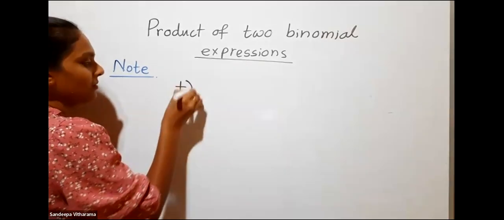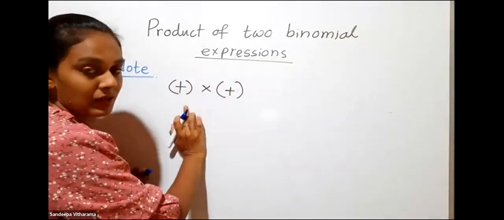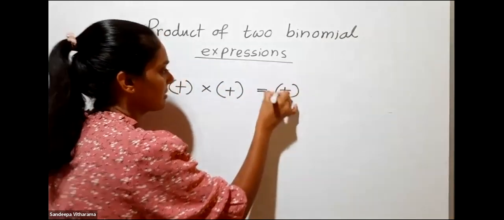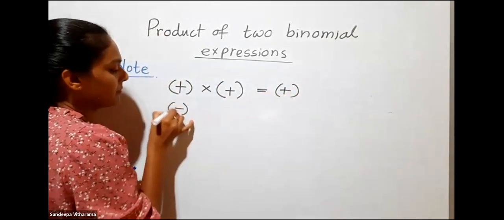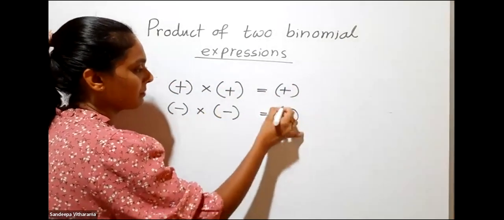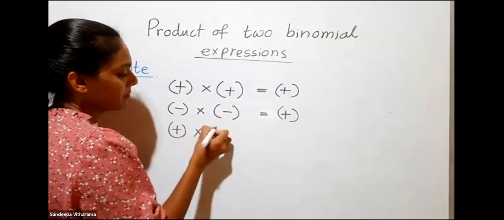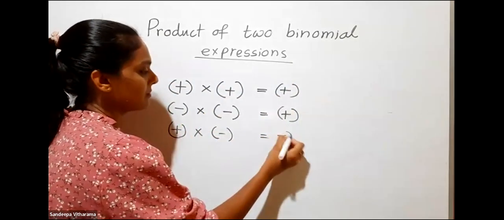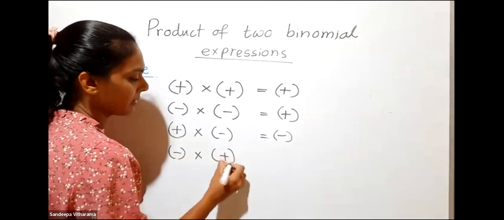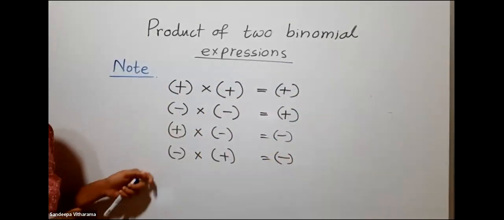When you have to multiply plus value by plus value, then answer is plus. When you have to multiply minus value by minus value, answer is plus. When you have to multiply plus value by minus value, answer is minus. When you have to multiply minus value by plus value, answer is minus. Okay, you have to remember this one.